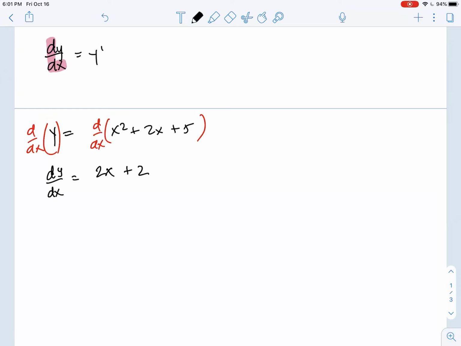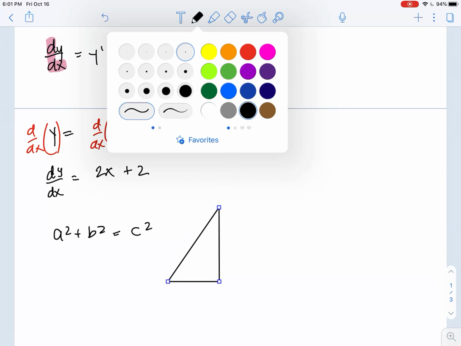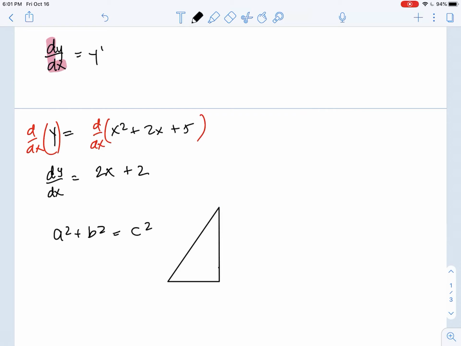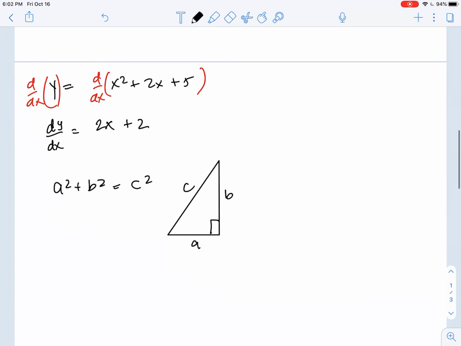So when we have something like, oh, I love the a squared plus b squared equals c squared problems, where we're doing something with a right triangle. I see these all over the place. This is a very common setup of problem where we've got a right triangle where we have a changing and b changing and c is constant or something like that.